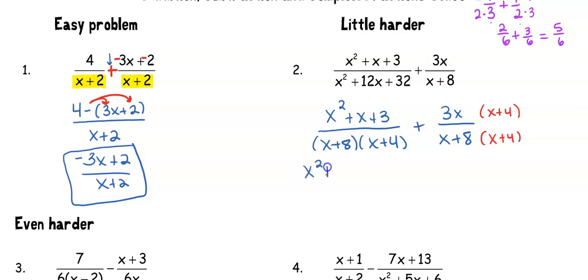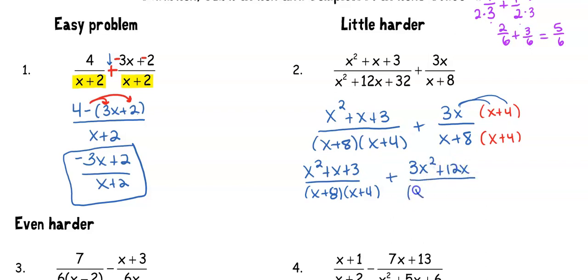So now I've got x squared plus x plus 3. I'm not changing that first fraction because it had everything already that I needed. Our second fraction, we're going to multiply this out. So we factor the denominator so that we can see the pieces, the rational expressions, and that we can figure out what we have and what we still need. In the numerators, we're going to multiply our pieces out so that we can combine like terms. So that becomes 3x squared plus 12x. And now I have that x plus 8 and x plus 4 common denominator.